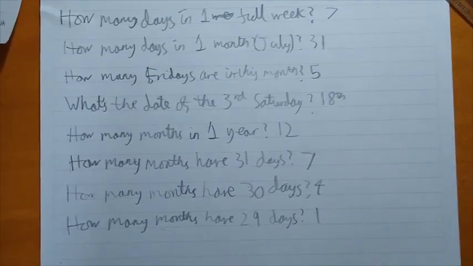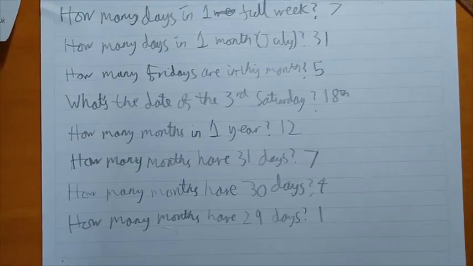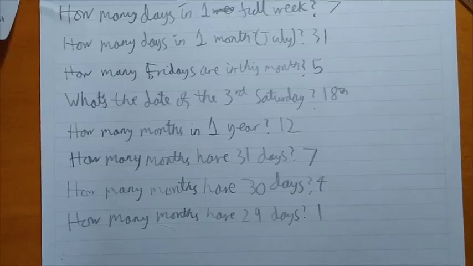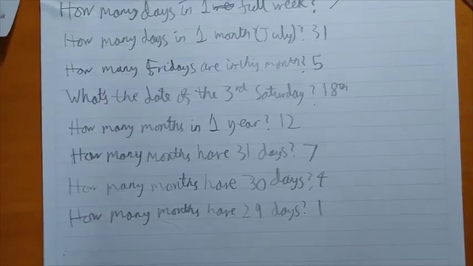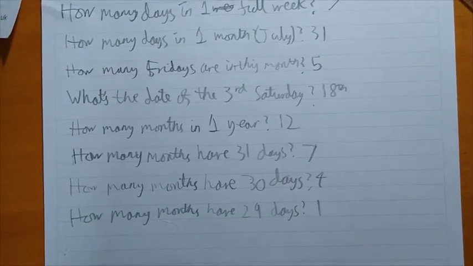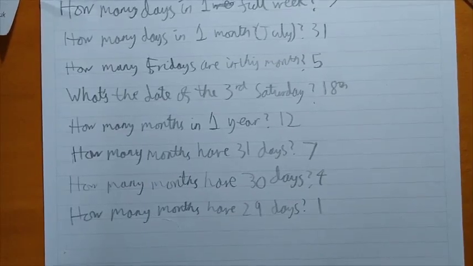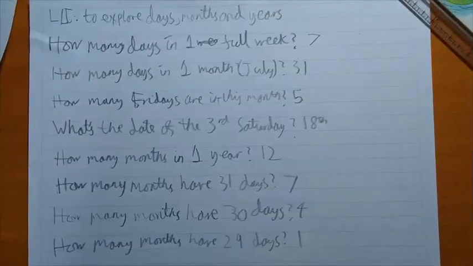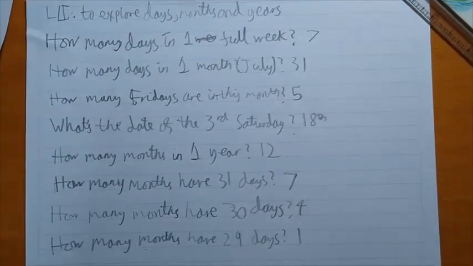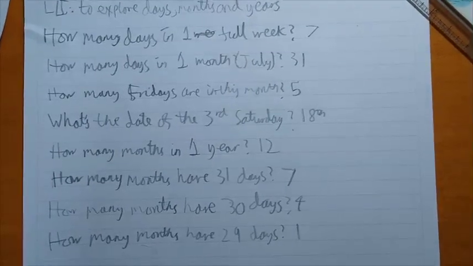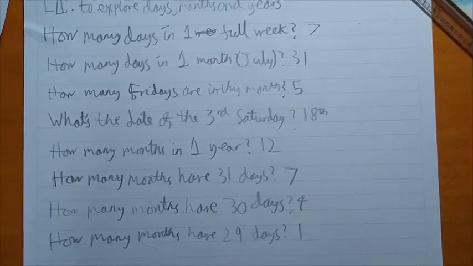How many months in 1 year? There are 12. How many months have 31 days? 7. How many months have 30 days? 4. How many months have 29 days, which is the case in this leap year? So there's 1. So if you haven't made note of these already, please copy these down and pause this video whilst you do so.